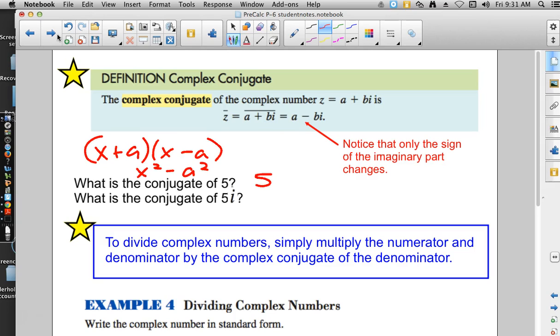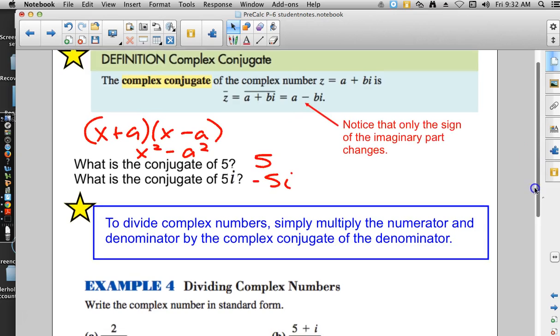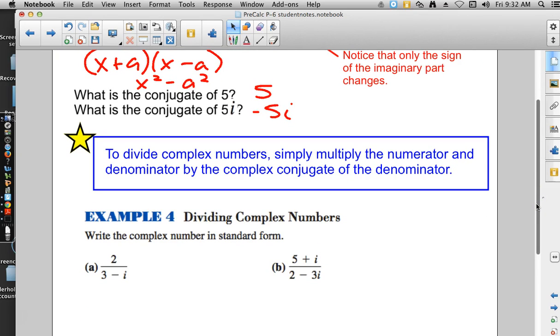But the conjugate of 5i, well, we're always supposed to take the negative of whatever that imaginary part is, which sometimes seems silly if that's in the denominator, but if you always follow that pattern, things will always go well. So to divide complex numbers, simply multiply the numerator and the denominator by the complex conjugate. Get that imaginary number out of your denominator because it's the square root of -1.